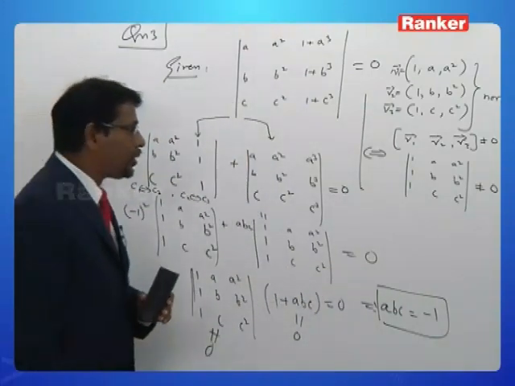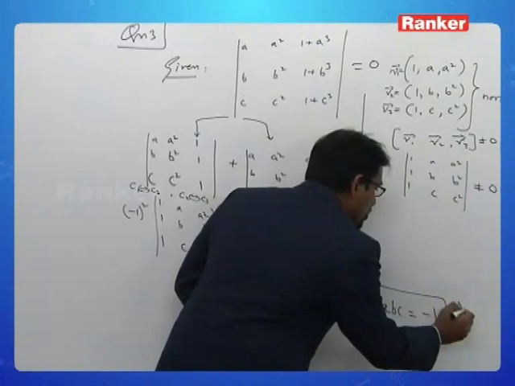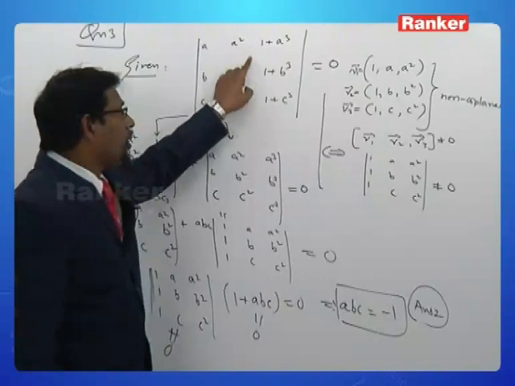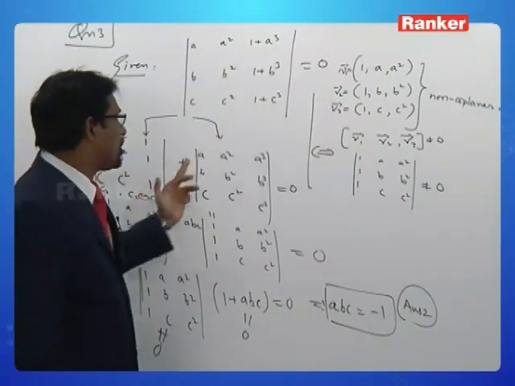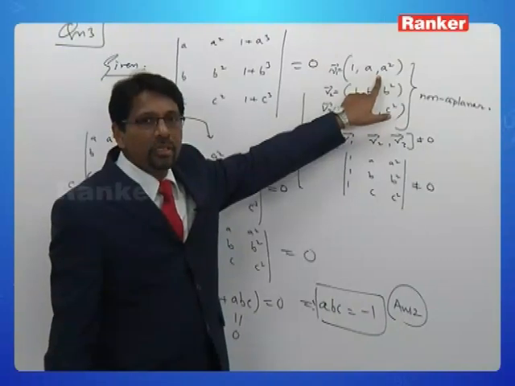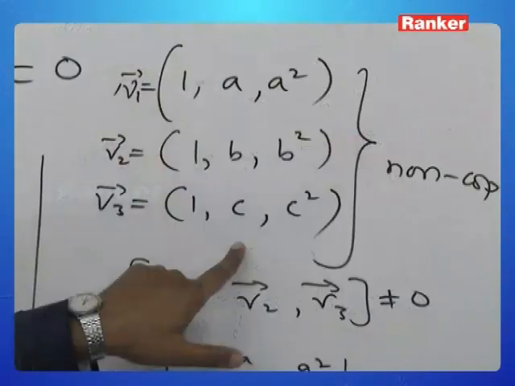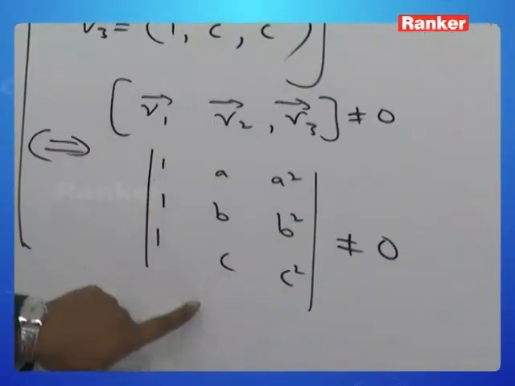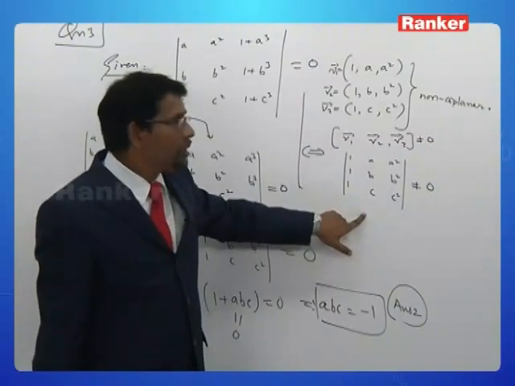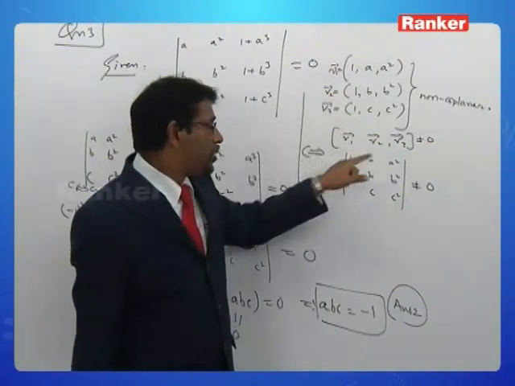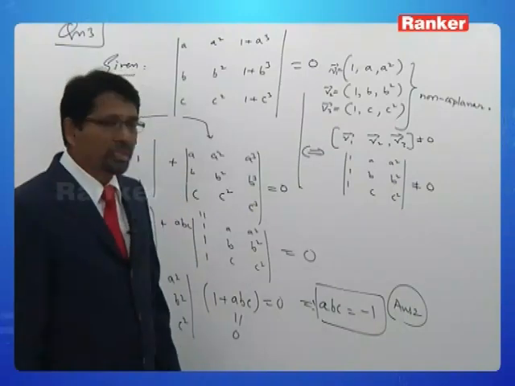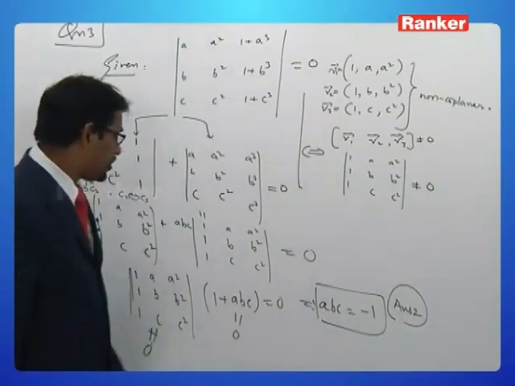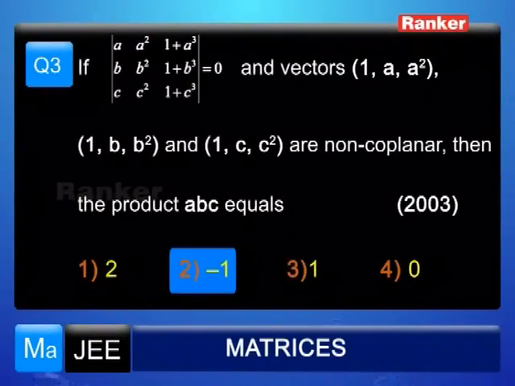So the right answer is option 2. The key points we've made use of: first, how to handle this determinant, you can split it into two determinants. Second, what we are given is that these three vectors are non-coplanar. So what is the condition for non-coplanarity of three vectors? The box product should be non-zero. What is that box product? It is this determinant. Just write the components along the rows and form a 3 by 3 determinant. You get the box product. The box product is non-zero, and we therefore have ABC equal to minus 1. So that's the answer.